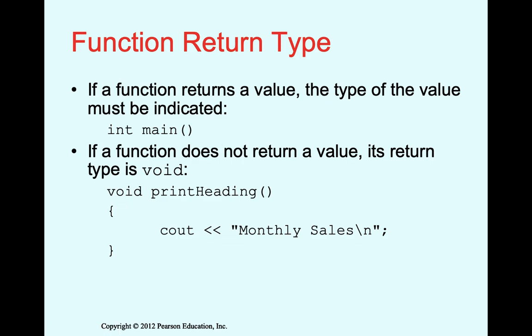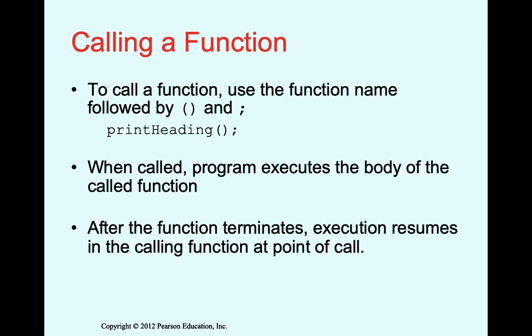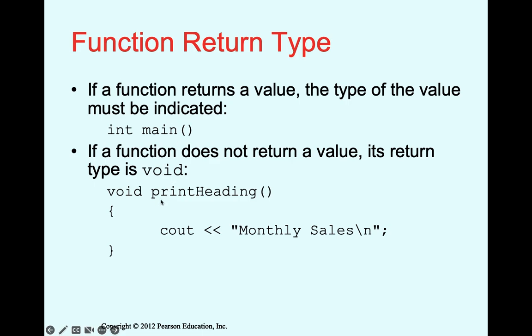A function returns a value. The type must be indicated, like whether it's integer or double or string or whatever. If there is no return type, we just make it void. Void is for a function that does not return a value. It just prints something or does something without returning something to me. For example, this function printHeading just prints monthly sales.